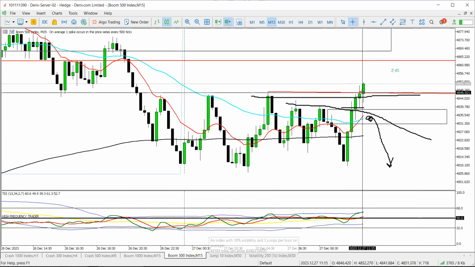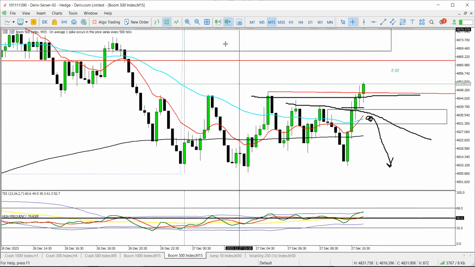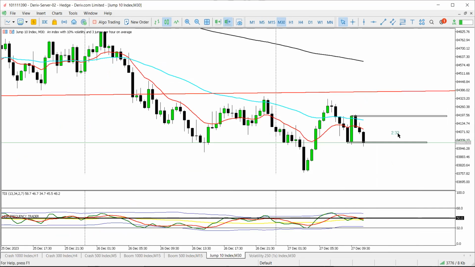So B500 looks like we've got that close above. But again, I still prefer to get a pullback before I get into that trade. So I think that's it for today. J10, we want it to come up.